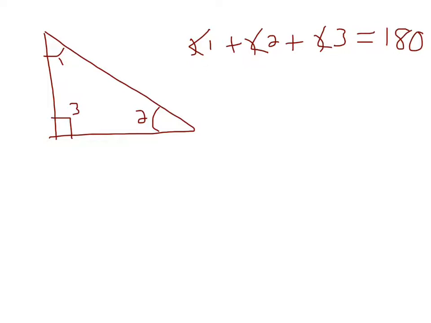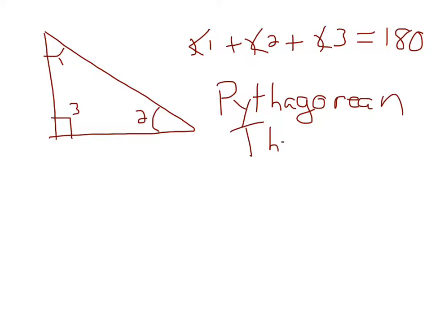Now, you may be thinking, well, if we have a relationship for the three angles, is there a relationship for the three sides? And the answer is yes. We have a relationship called the Pythagorean Theorem. And the Pythagorean Theorem relates all three sides of the triangle. Side A, which is a leg, side B, the other leg, and side C must be the hypotenuse.